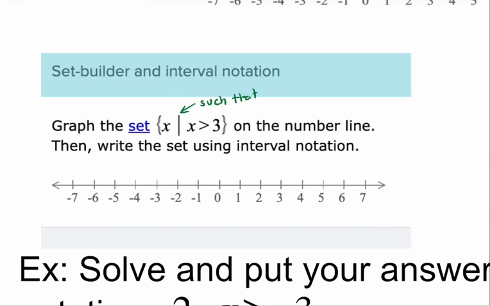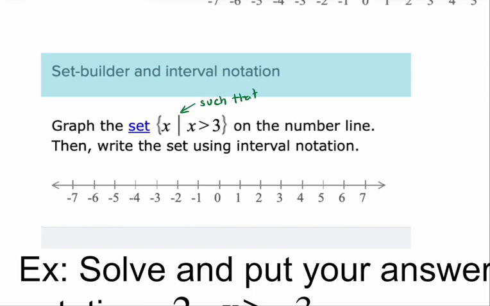So what does that mean? I want the x's, the set of x's. That's what the first part means. This is what you want. I want x's such that the x's are greater than 3. That's the mathematical way to read that. I want the x's such that x is greater than 3. All you've got to focus on is the greater than 3 part.